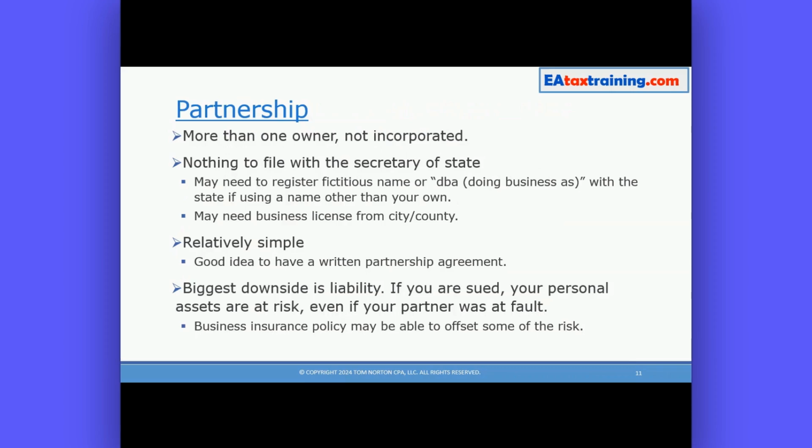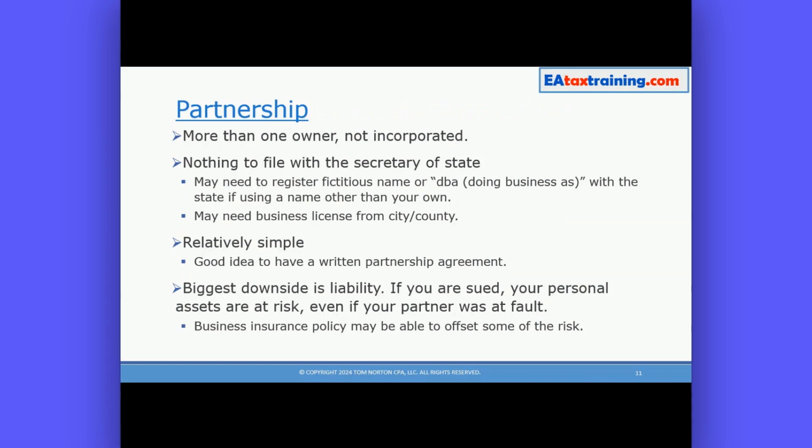It is relatively simple, although it is a good idea to have a written partnership agreement. It's not required, and it's not anything that you file with the state. So it is easy to set up a partnership. You just have two or more people that agree to start a business, and you have a partnership. But just from a legal standpoint, it is really a good idea to go ahead and have a written partnership agreement.